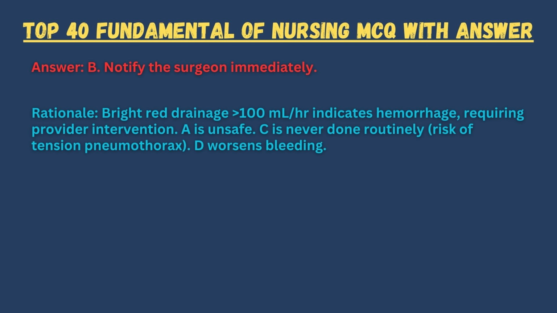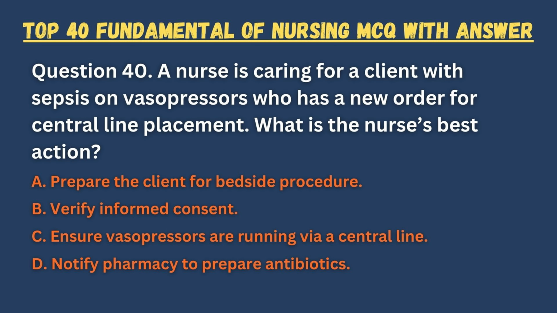Answer: B. Notify the surgeon immediately. Rationale: bright red drainage greater than 100 milliliters per hour indicates hemorrhage, requiring provider intervention. A is unsafe. C is never done routinely, risk of tension pneumothorax. D worsens bleeding.